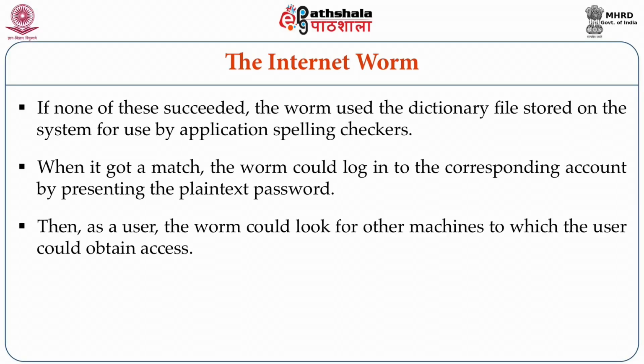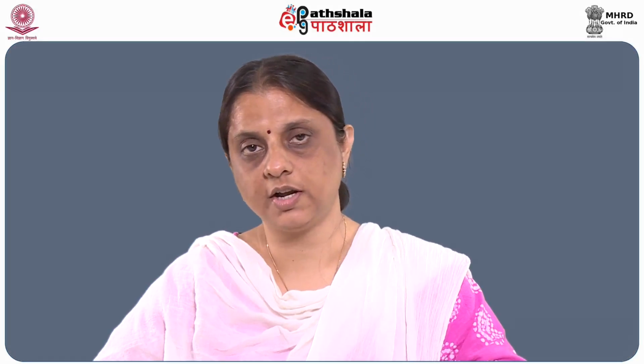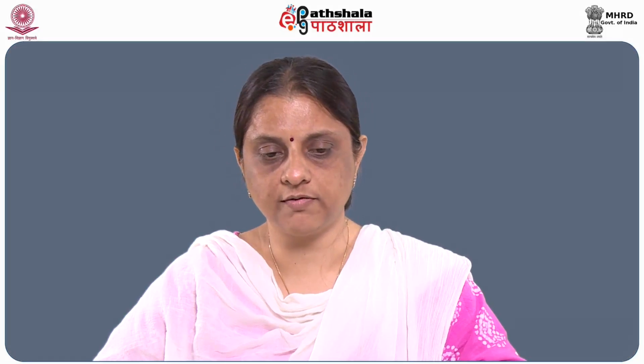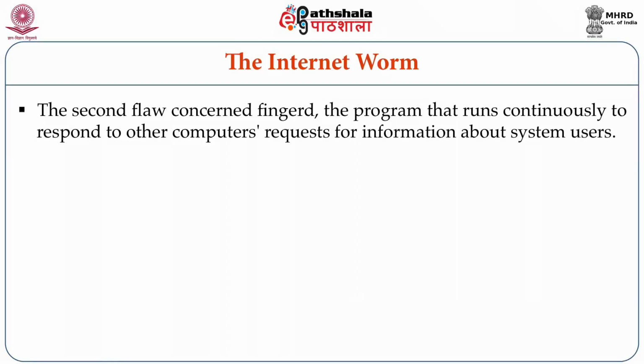As a user, the worm could look for other machines to which the user could obtain access. That means the worm has now become an active user of the machine and it is trying to find out who else it can affect. The second flaw concerned fingerd, the program that runs continuously to respond to other computers' requests for information about system users.